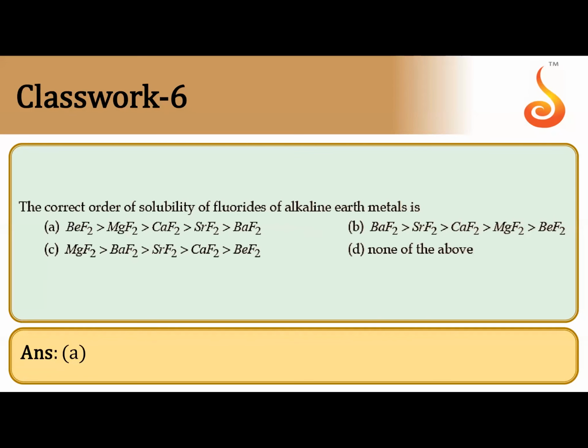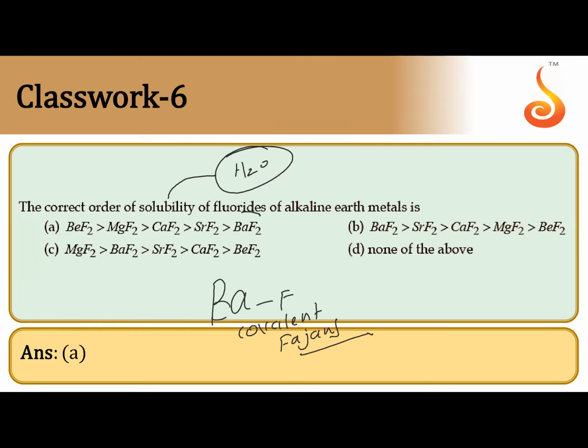Coming to the next statement, next slide. Correct order of solubility of fluorides of alkali metals is, the most important fact here is barium fluoride. When you talk about solubility in water, that is the situation here. See, barium is a bigger cation, fluoride is a small anion. Therefore, this is a covalent compound. Understand this according to Fajan's rules. So, barium fluoride is least soluble in water, whereas beryllium fluoride is highly soluble in water. Therefore, option A is correct.